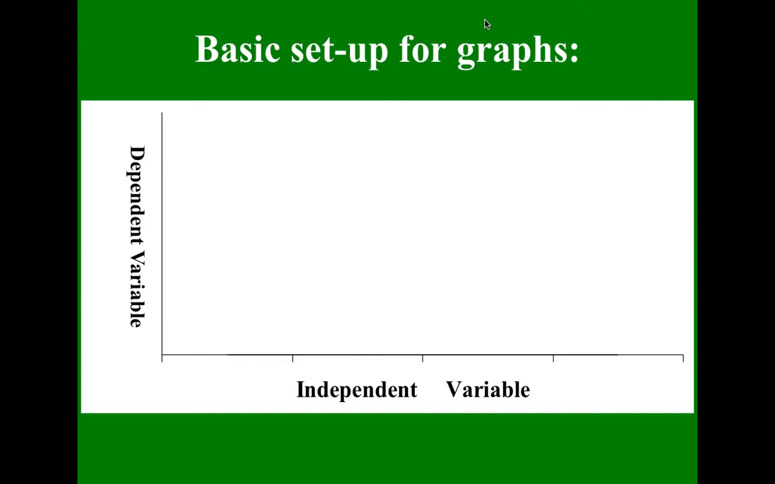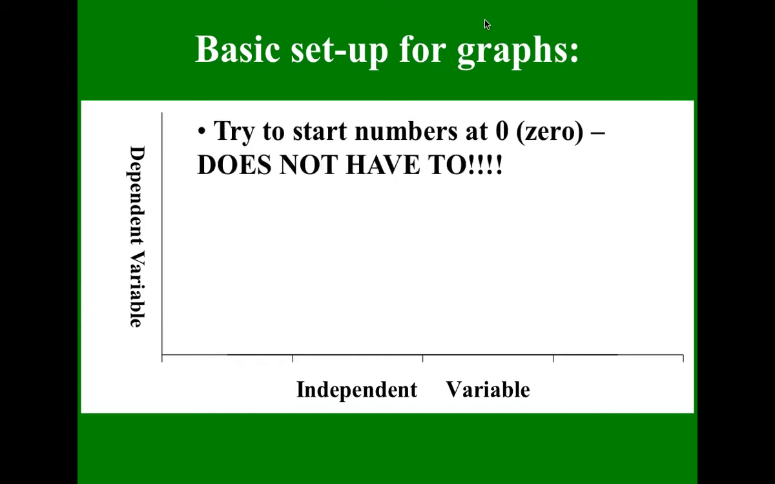And so that's where setting up a data table correctly can help you, because if I set up my data table correctly, then I shouldn't have any problem figuring out what the independent and dependent variables are, and I can construct my graph very, very easily. Now, one of the toughest things to do with a graph is actually constructing the scale. So when you construct your scale, try to start the numbers at 0, just like you would in math. The one thing though in science is it doesn't have to.